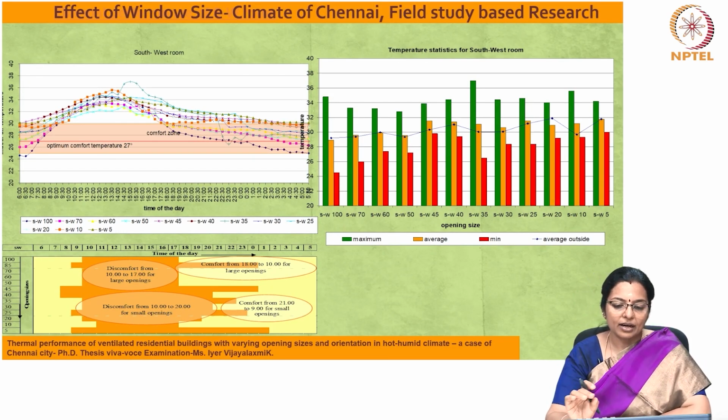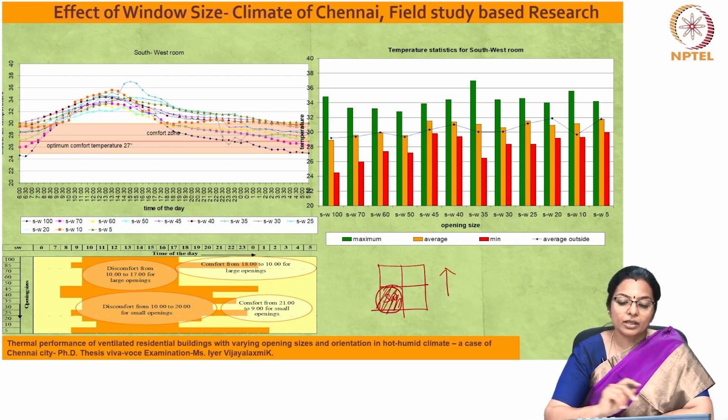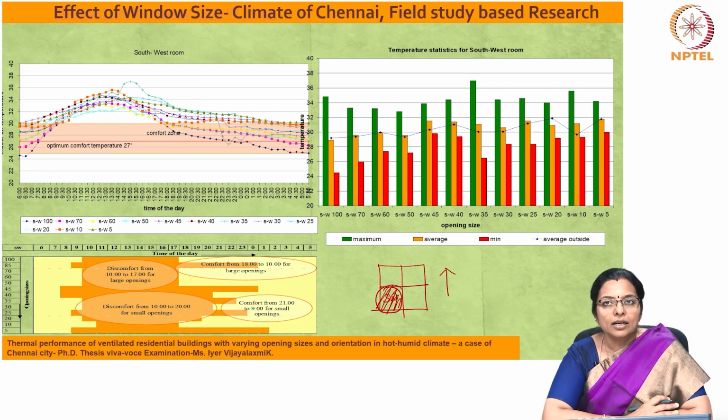We will look at another orientation, which is the southwest room. So, this time we are looking at the southwest room, how the southwest room performs with varying opening sizes. So, the indoor temperature rises gradually from 6 o'clock and reaches its peak at about 1:30 to 2:30 p.m. in the afternoon, depending upon the window size. The rate of fall of indoor temperature in the evening is low as the western wall releases the absorbed heat.